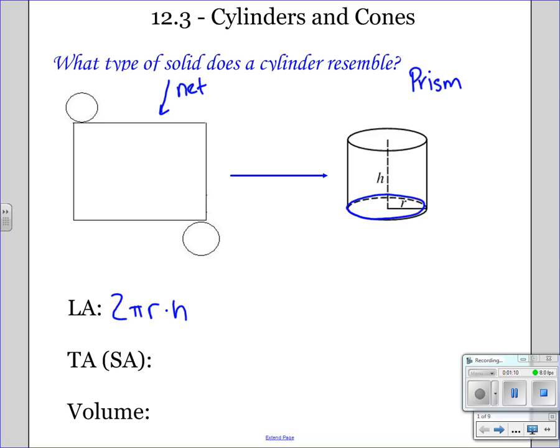Now when you break down that area, that's going to be a rectangle: 2 pi r and the height. Now the total area is 2 pi r h plus 2 pi r squared, as you have the area of the top and bottom. Now the volume is the area of the base, which is a circle, 2 pi r squared times the height. No, not 2 pi r. Because volume is just the volume of one of the bases, so it's pi r squared.